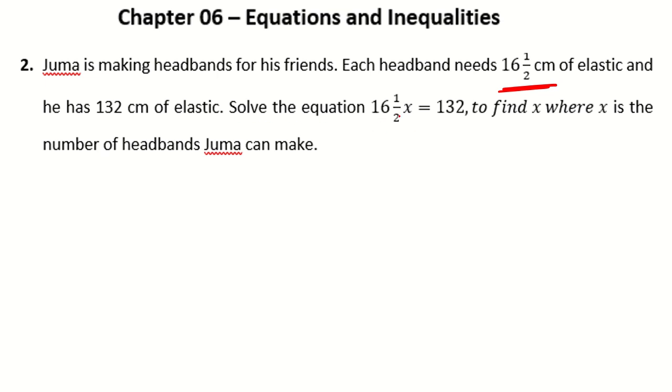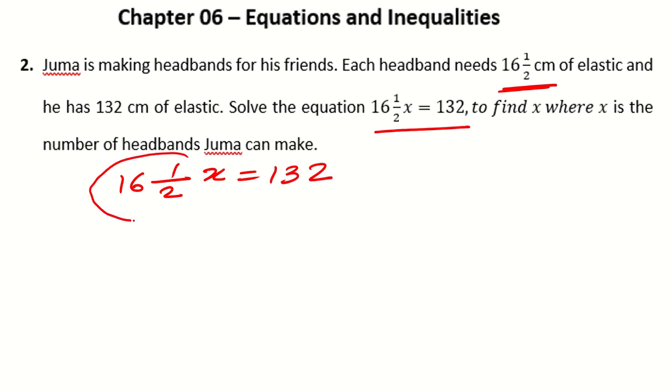Solve the equation 16 and 1 over 2 x is equal to 132 to find x, where x is the number of headbands Juma can make. Now you see, they have already given us the equation, so the question becomes easy for us. This is written as multiplication with x, so we'll divide both sides. But before that, this mixed fraction will be converted into an improper fraction.